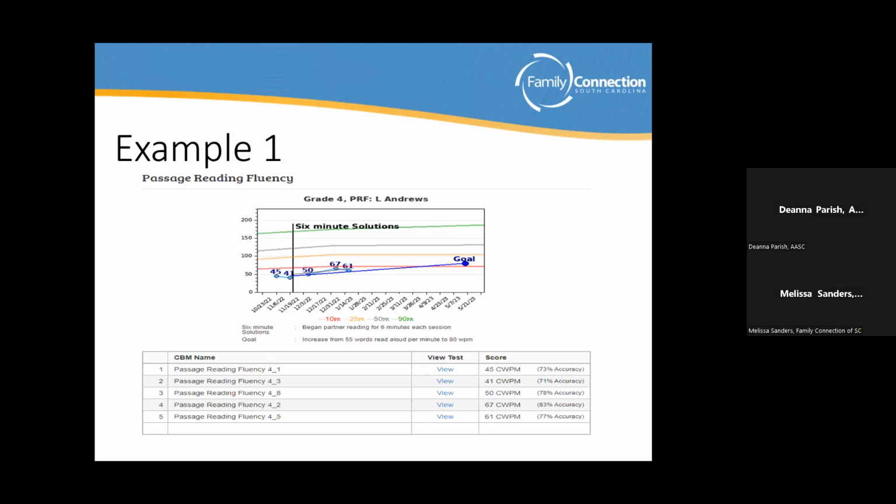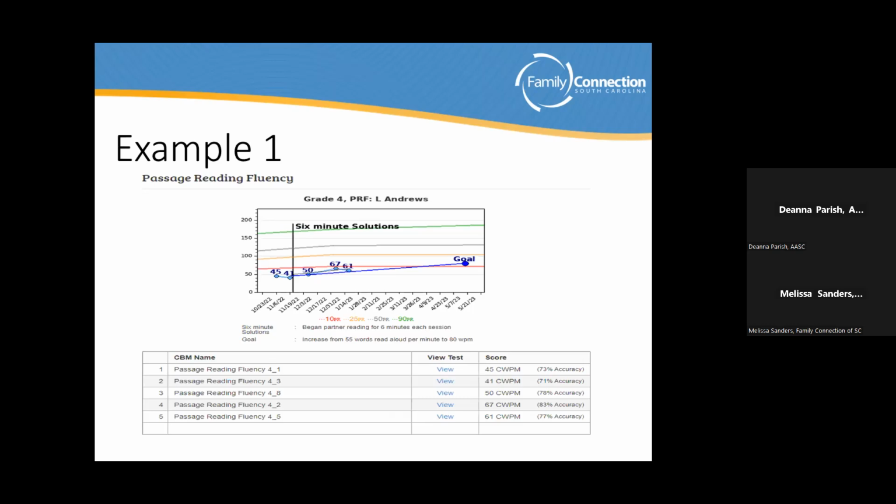So you will see a bold black vertical line that says 6-minute solutions next to it. Prior to this, with the 45 and the 41 points, instruction was being given, but when the line is on the chart, that's when something new was introduced. So a new intervention was introduced here. This particular intervention was that the student began partner reading for 6 minutes each session using the program 6-minute solution. So at that point, the teacher noted a change in instruction.